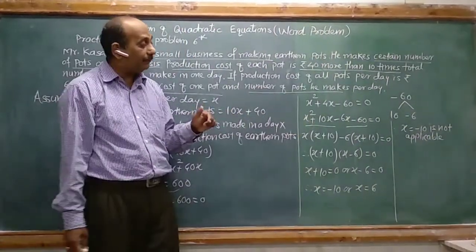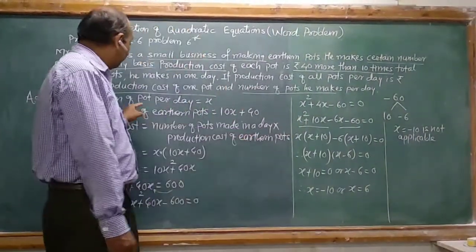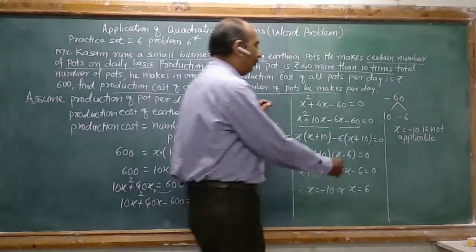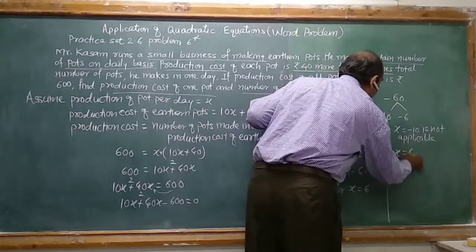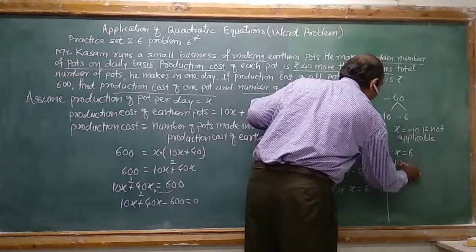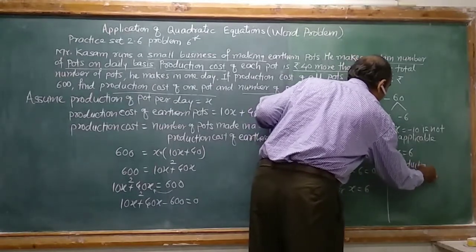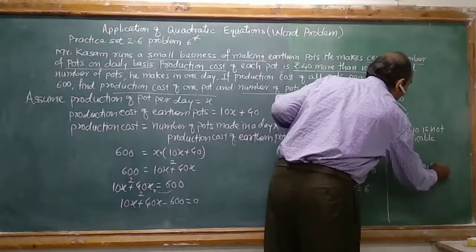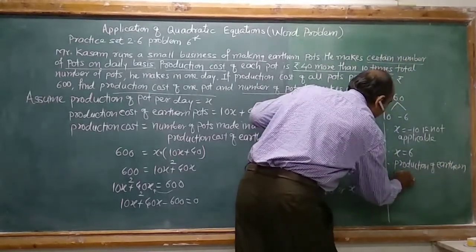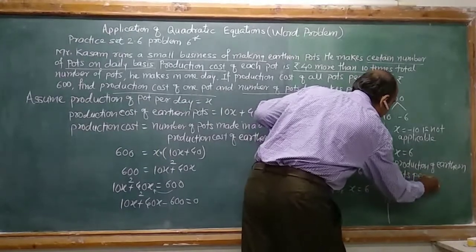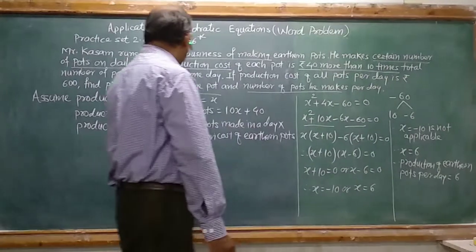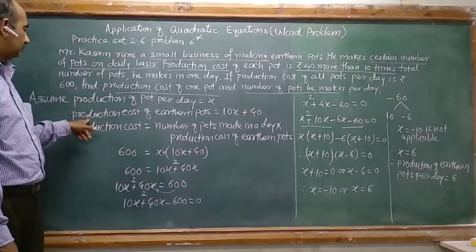Why is it not applicable? Because the number of production of thousand pots is never negative. Therefore, x is equal to 6. It is possible. Therefore, production of earthen pots per day is equal to 6.